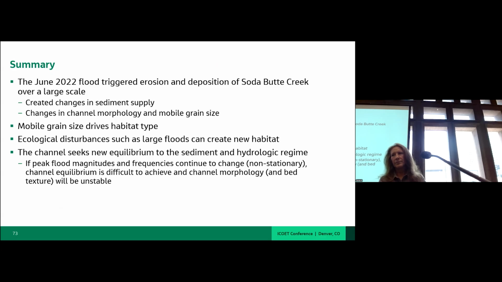The LiDAR doesn't go below water. How do they collect the LiDAR? You're right, it doesn't go below water, but my memory of it is it was flown in the fall. It's pretty low water. You're not getting the full wetted channel, but most of the channel is dry.